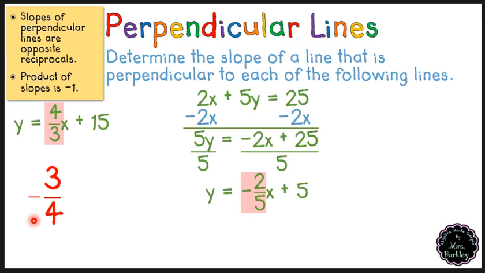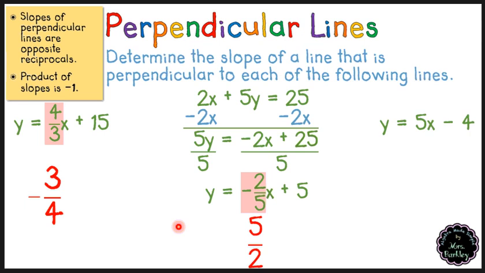And so if we want the opposite reciprocal, since this slope is negative, we know that the slope of a perpendicular line would be positive, and we are going to reverse the position of the numerator and the denominator, so we would have a slope of +5/2.